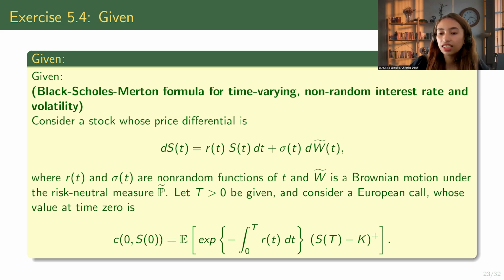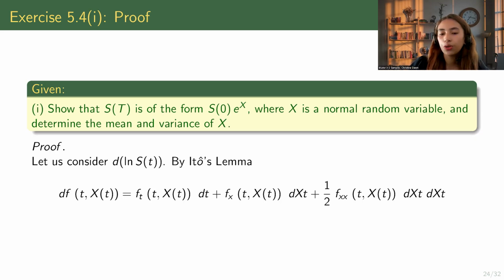Let t greater than 0 be given and consider a European call whose value at time 0 is C of 0, S of 0, which is equal to the expected value of e raised to the negative integral of R of t dt from 0 to T, multiplied by S of T minus K. For sub-item number 1, show that S of T is of the form S of 0 times e raised to x, where x is a normal random variable, and determine the mean and variance of x.